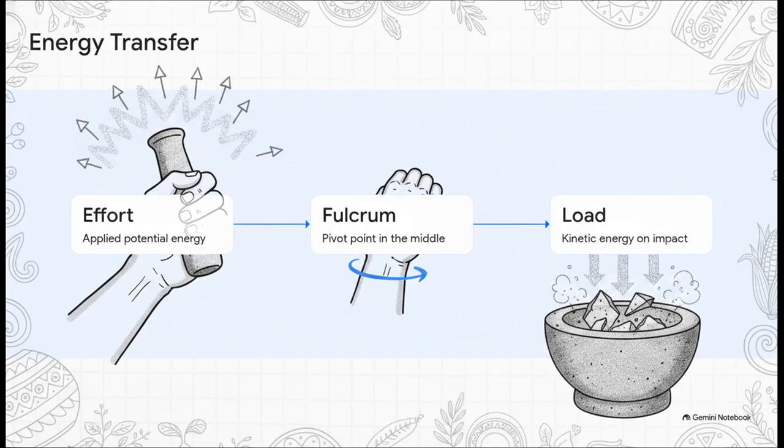When the user grips the upper shaft of the pestle, the wrist serves as a pivot point. The potential energy from lifting the pestle converts directly into kinetic energy upon impact, crushing the material against the heavy base. It's just a seamless, beautiful transfer of energy.